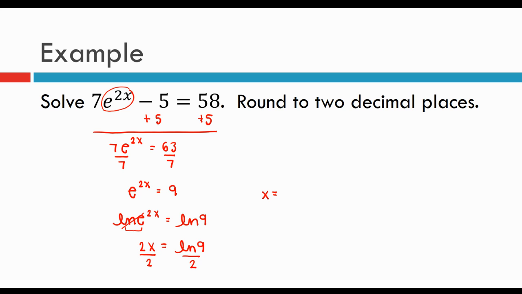So rounding to 2 decimal places, we should be getting 1.10. Okay, if you are not getting these numbers in your calculator when you're following along, please reach out to me so we can figure out what's happening with your calculator. Okay, but that should be your answer.